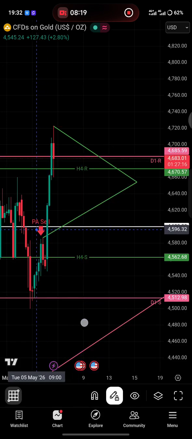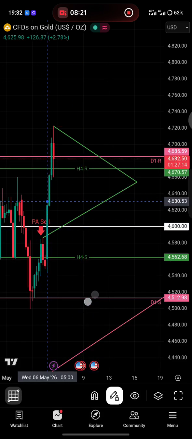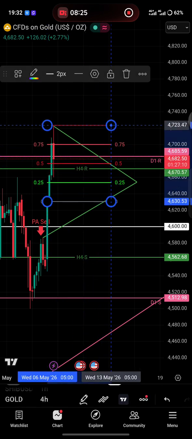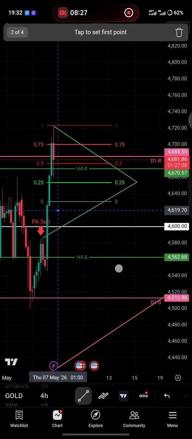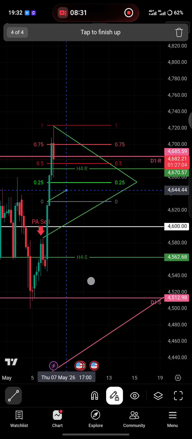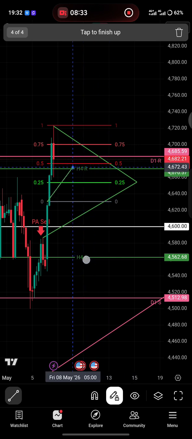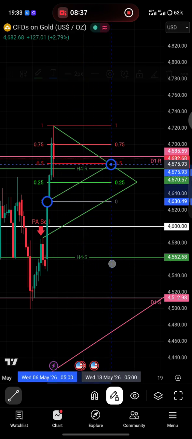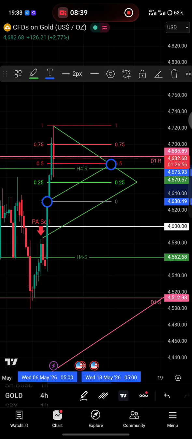And where is another gap? Another gap is over here, right? Another gap is over here. So we're going to be drawing the next triangle, right? The next triangle will be from this low wick over here to where? To the 50%, right? To the middle of the triangular frame that we'll be drawing. So this is the middle, right?